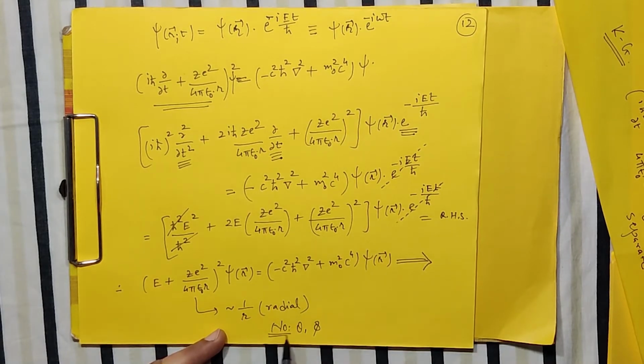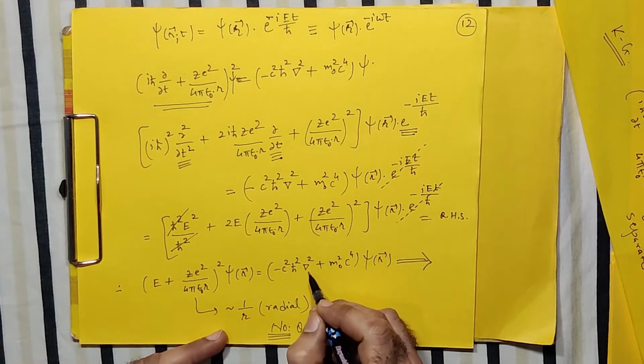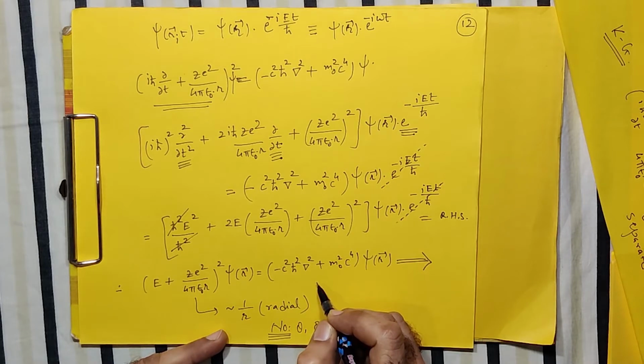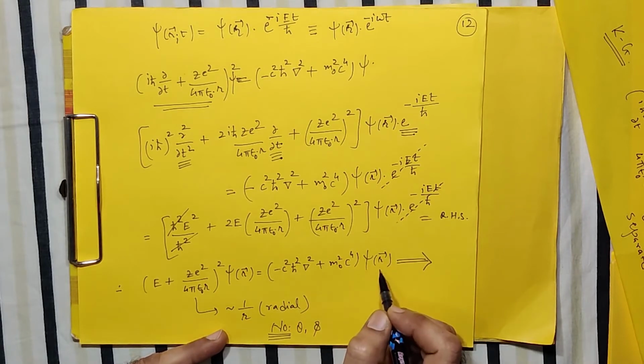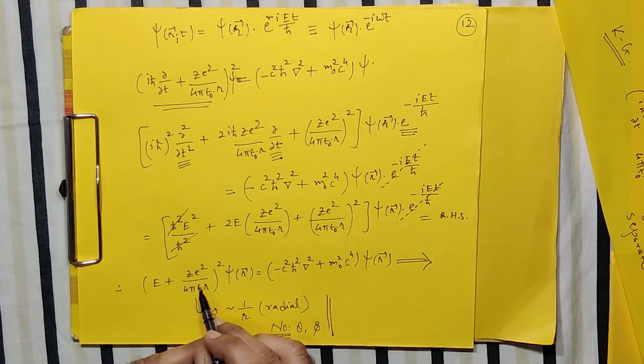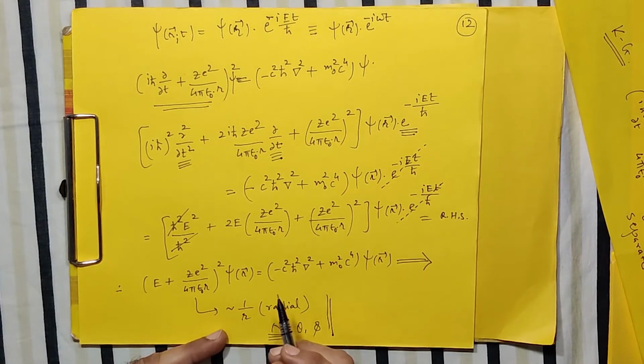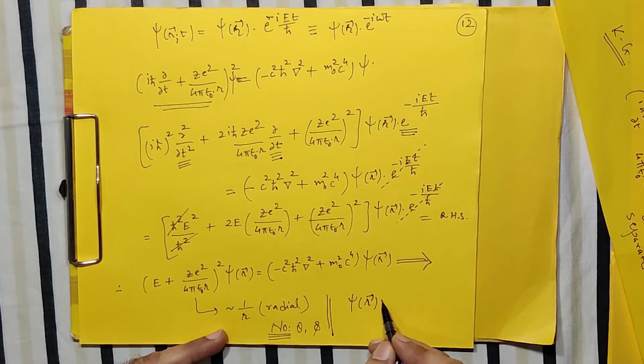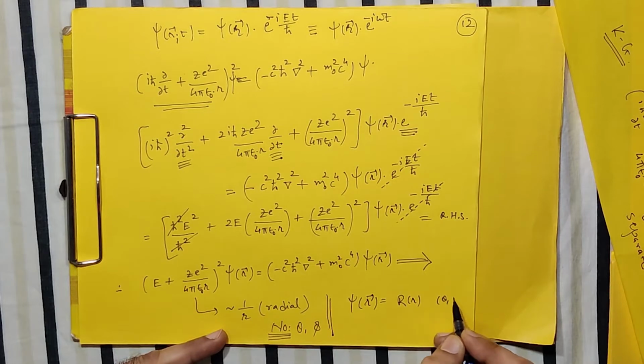And if no theta and phi, no angular part, it allows us even to separate this nabla square term and psi of r into two parts. So because of this nature of the interaction potential, we can further apply the method of separation, and we can write my psi of r into two parts, one which depends only on r, we call the radial part, and another part which depends on theta and phi.